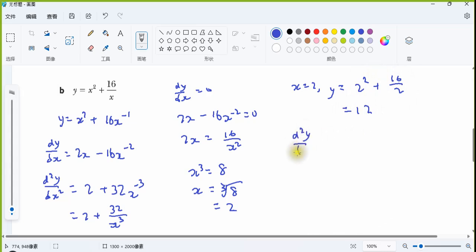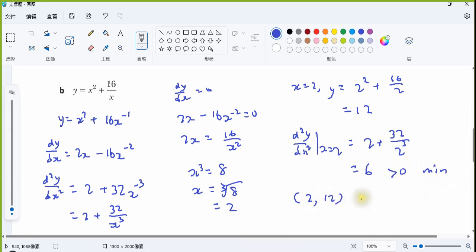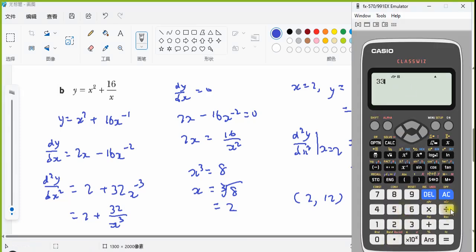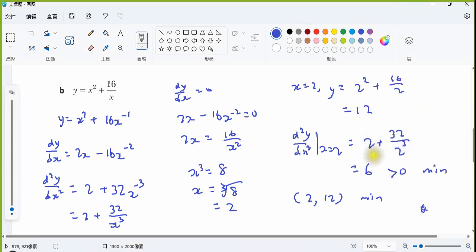And we have the second derivative when x equal to 2, 2 plus 32 over 2 power 3, and this is 6, greater than 0, so it is a minimum point. So we have (2, 12) is the minimum point. Okay, so 32 divided by 8, then we have 4. 4 plus 2 is 6. It's correct.